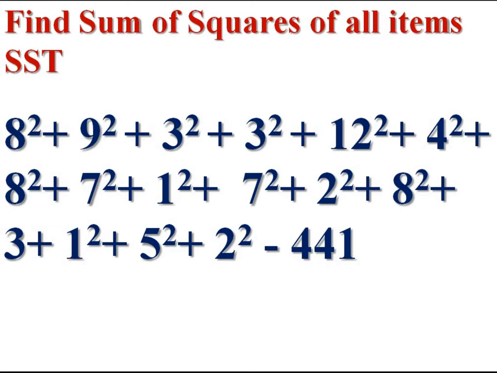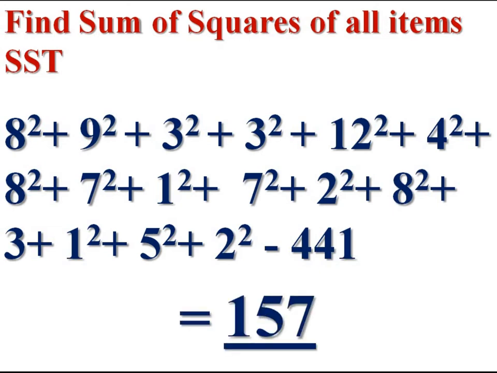8 square plus 9 square plus 3 square plus 3 square plus 12 square plus 4 square plus 8 square plus 7 square plus 1 square plus 7 square plus 2 square plus 8 square plus 3 square plus 1 square plus 5 square plus 2 square minus correction factor 441. We get SST 157. SST, sum of squares of all items.